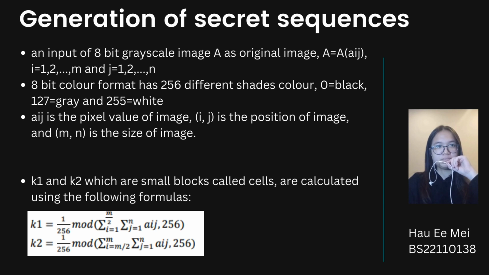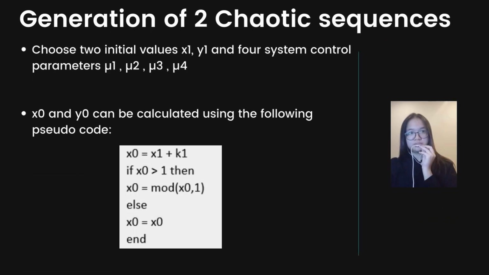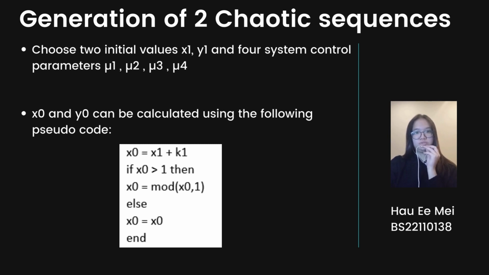The first step is to generate the sequences using the input 8-bit grayscale image A as the original image, where A equals the matrix of Aij, where ij is the position in the image, Aij is the pixel value, and M and N are the size of the image. This 8-bit grayscale image has 256 different shades, where 0 stands for black, 127 stands for gray, and 255 stands for white. We will use K1 and K2, which are small blocks called cells, calculated using the following formulas. Next, for generating two chaotic sequences, we need to choose two initial values, x1 and y1, and four system control parameters, mu1, mu2, mu3, mu4, which will be used in the algorithm later.